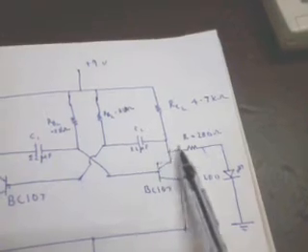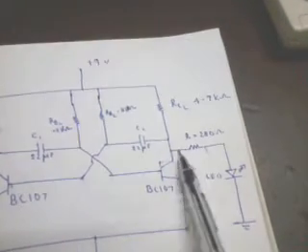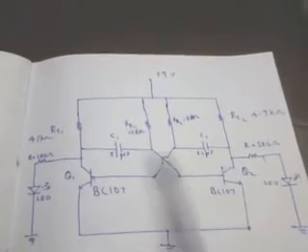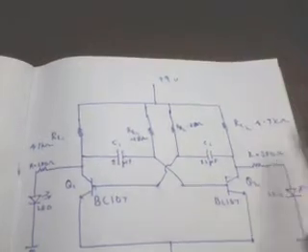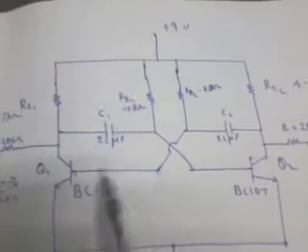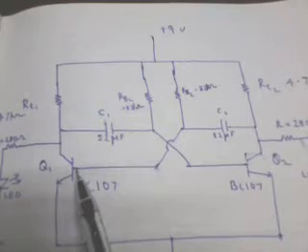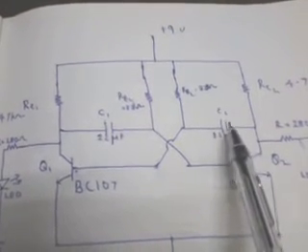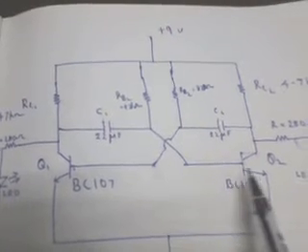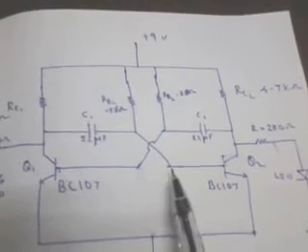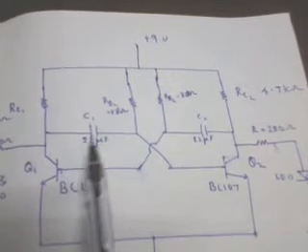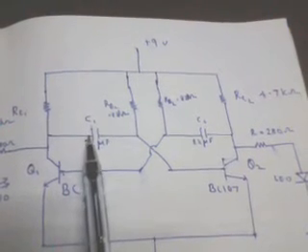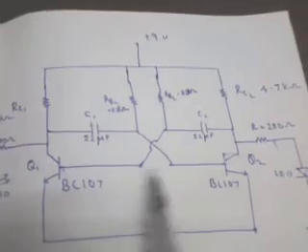and the same value of resistor is used for the other LED. You can see the output is taken from both the collector terminals of the transistors Q1 and Q2. The base of transistor Q1 is capacitively coupled through the coupling capacitor C2, and the base of transistor Q2 is capacitively coupled by the capacitor C1.